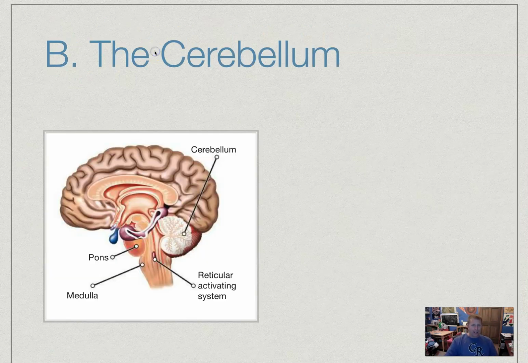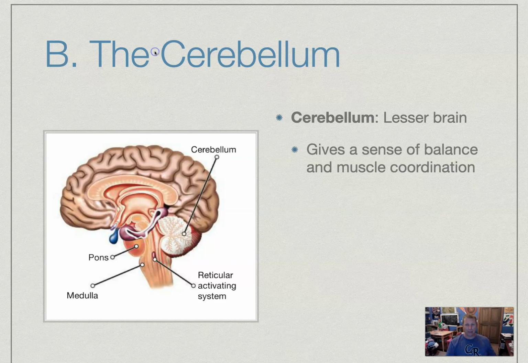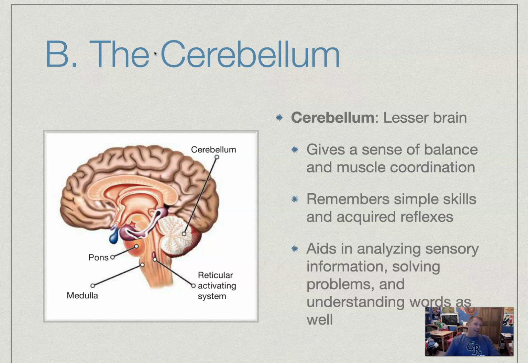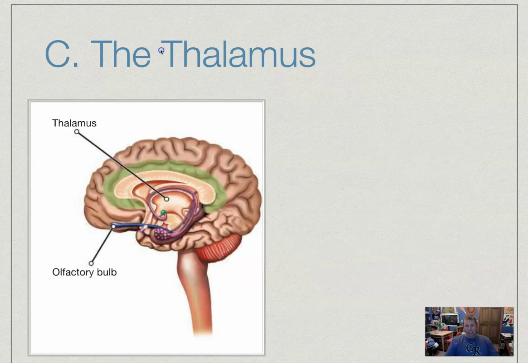Let's get that going. Next, we have the cerebellum, which is, if we could pinch back here, a little growth back here on our brain. That's our lesser brain, which is what it means in Latin. It gives us our sense of balance, our muscle coordination, and remembers simple skills and acquired reflexes. The idea that we have muscle memory comes from the cerebellum. It aids in analyzing sensory information, solving problems, and understanding words as well. It's predominantly used for motor movement, though, and it doesn't communicate with the higher part of the brain. So the brain tells it how to do stuff, and it just stays there. That's how we remember how to do things, procedural memories, very easily.